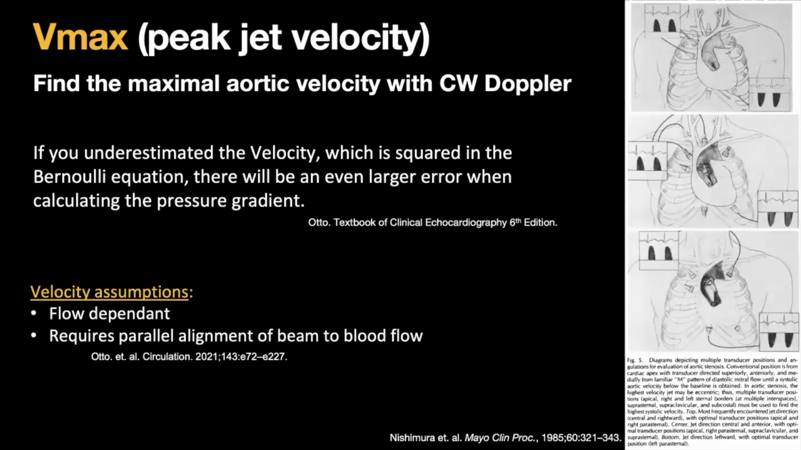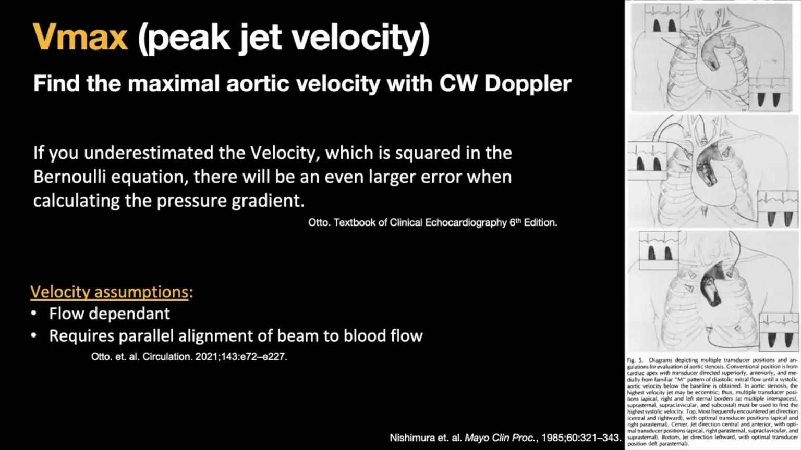This is for Dr. Chow, who's an aficionado of medical history. I've put a classic, clearly hand-drawn illustration from Nishimura et al. from the Mayo Clinic Proceedings from 1985 that shows us the different positions, the different windows where you want to assess your velocity. And the key to this is that if you underestimate the velocity, which is squared in the Bernoulli equation, which we're going to talk about, there'll be an even larger error when calculating the pressure gradient. So it's very important to get that velocity right.